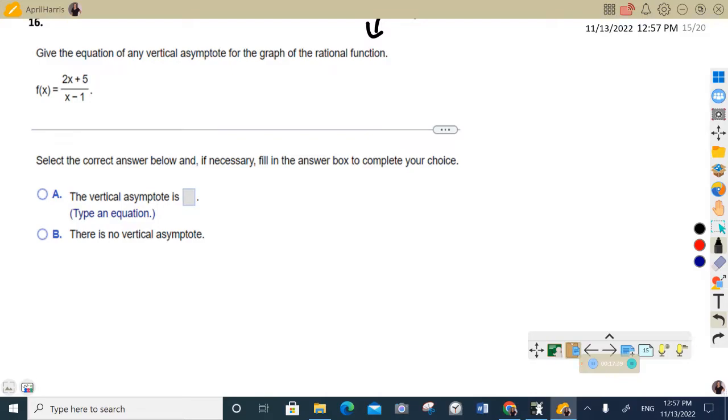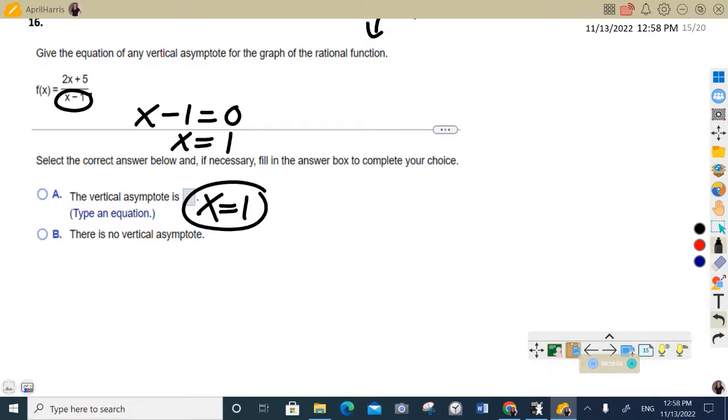So our denominator is 0 when x minus 1 is 0. So if you add 1 to both sides, when x is 1, that's a restriction on the domain. So actually your domain is all reals but 1. But this is how to know where a vertical asymptote is. So that's where the vertical asymptote is, at x equals 1. And you have to write it as an equation. Okay, you could also graph this on the calculator and sort of verify your answer.